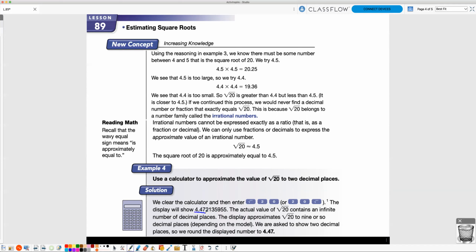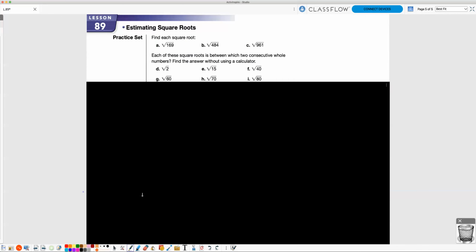47/100ths. If we were to round to 2 decimal places, you can see there is a 2 after it, so the 7 remains the same. So the approximate value of the square root of 20 is 4 47/100ths. And if you took 4 47/100ths times 4 47/100ths, you would approximately get 20. All right, let's try each of these.